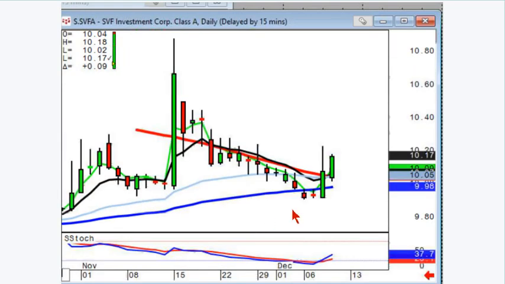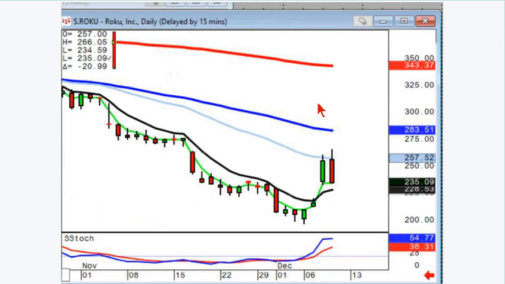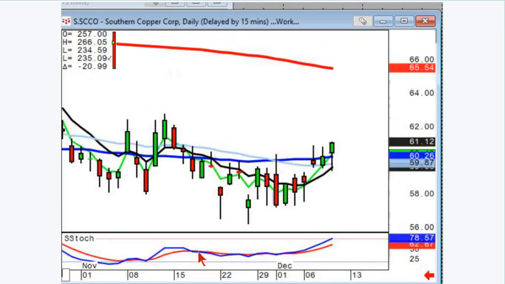SVFA, after the bullish left-right combo, that one you can be buying. Just be aware that your magnitude of return is very skimpy. To go from here all the way up to here is going to be a 5% move. May not be that enticing. Roku, I'd short this one if it closes back below the T-line.